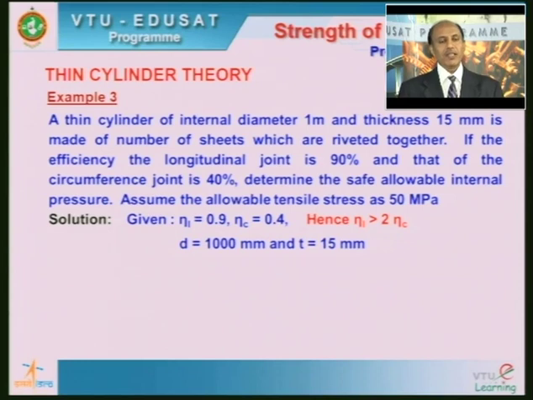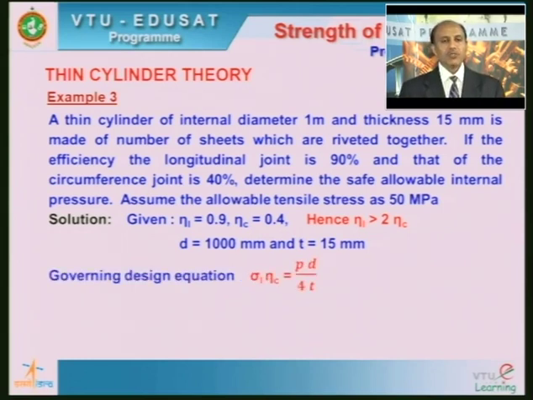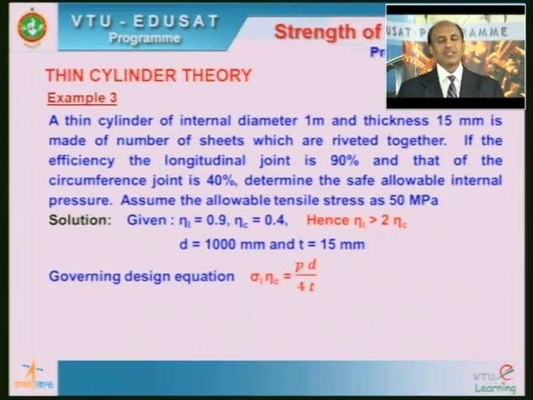Further, the data given here is D equal to 1000 millimeters, the internal diameter, and the thickness is 15 millimeters. We are trying to calculate the safe or maximum pressure that we can permit in the cylinder. Coming to the governing design equation, because the circumferential joint is more critical, we write the equation for longitudinal stress.